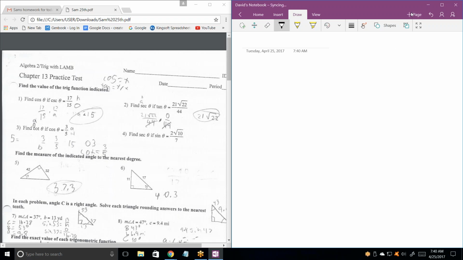Okay, yeah. So let's do 2. Here we have the tangent of theta equals 21 root 22 over 44, and they want to know the secant of theta. What's the first step?